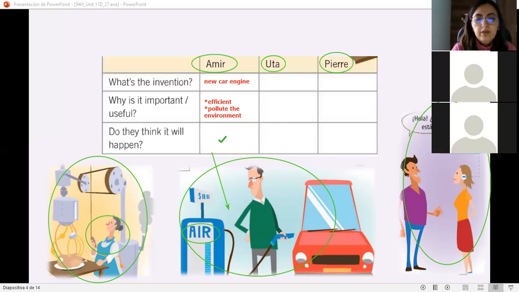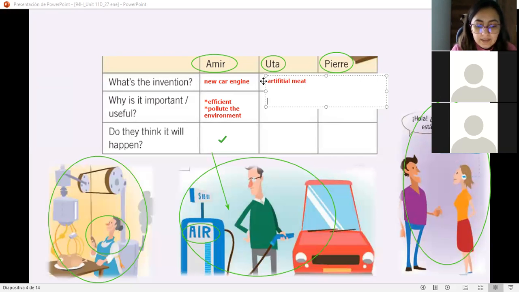Okay, there we have the second participation. So what was it about? What's the invention? Artificial meat. Exactly, Odalis. Artificial meat. Sí, es decir, carne artificial, carne creada en un laboratorio.